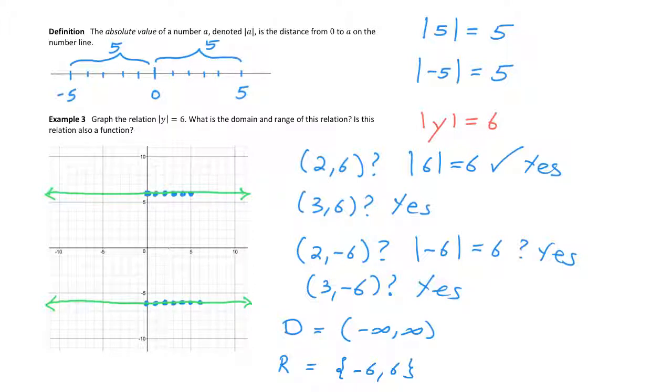And lastly, is this thing a function? Absolutely not. This is not a function. And there's a lot of places you could look at. But here's one. At 2, you get 6, and you also get -6. It happens every time you plug in any x value, but it just has to go wrong once. And because it happened once, it means that this thing is not a function.